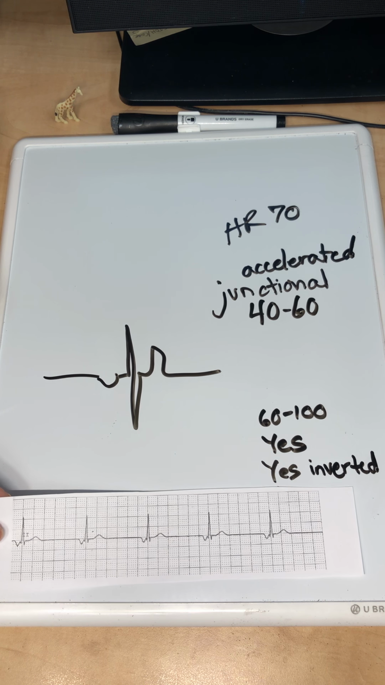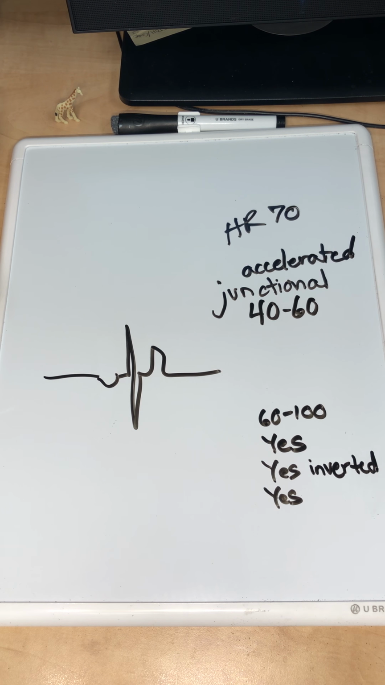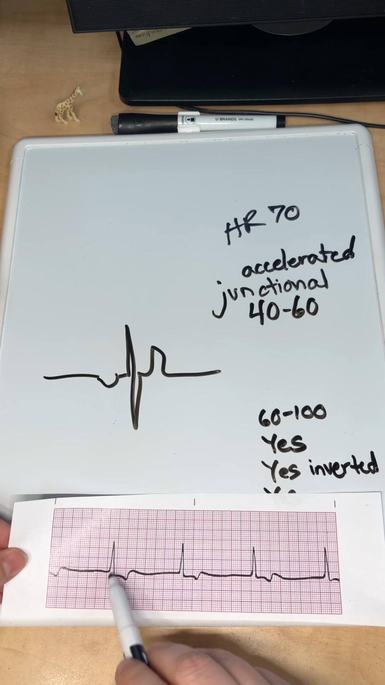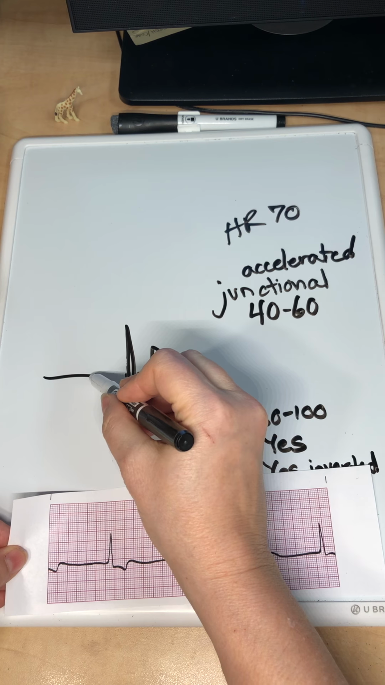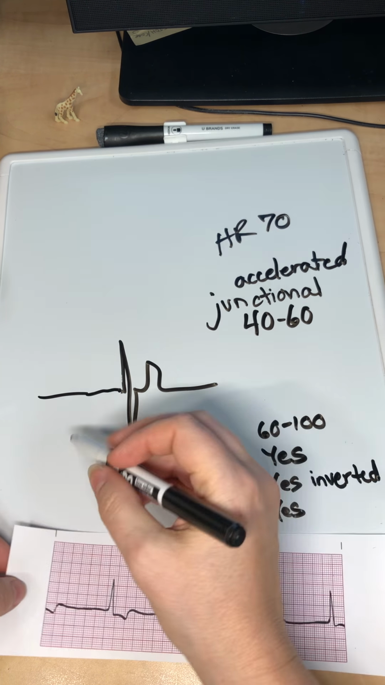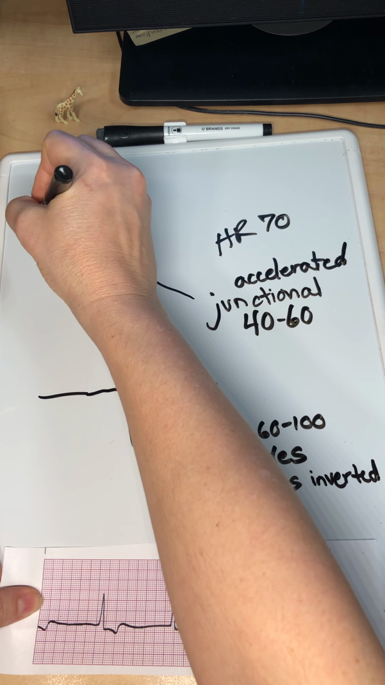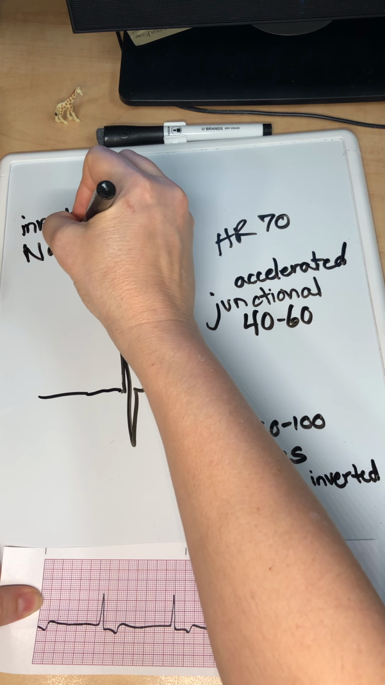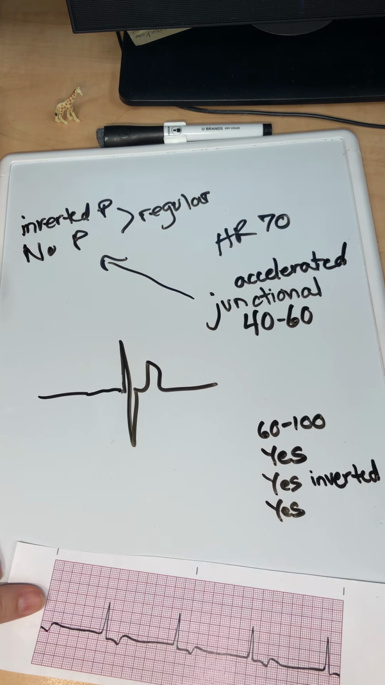All right, so I wanted to show you that junctional can also be without a P wave at all. The P wave is actually coming behind the QRS complex, so it appears as though there's no P wave at all. So junctional can have an inverted P or no P, but it's still regular, and that matters.